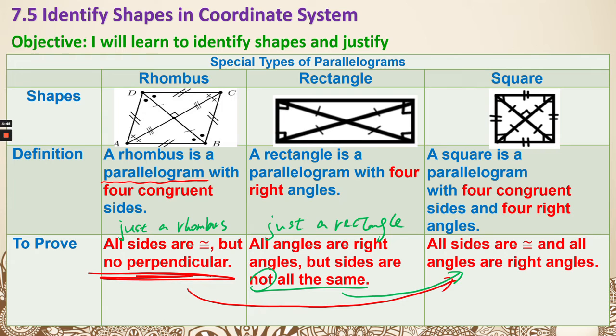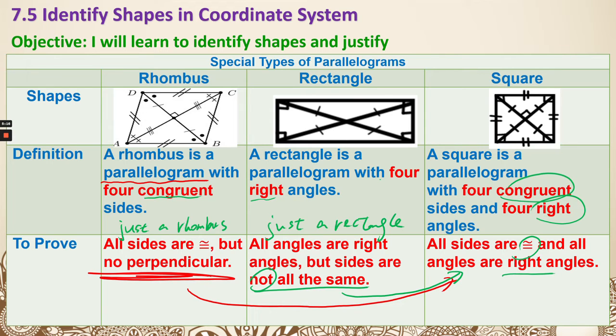So a square, for definition, it is a parallelogram with four congruent sides and four right angles, which basically is a rhombus and also a rectangle. So it's a combination of both. That's why when we are trying to prove it is for sure a square, we need to prove all sides are congruent and all the angles are right angles. We need to show both to make sure it is a square. So again, a square is a special rhombus and a special rectangle. That's why we have to show both.